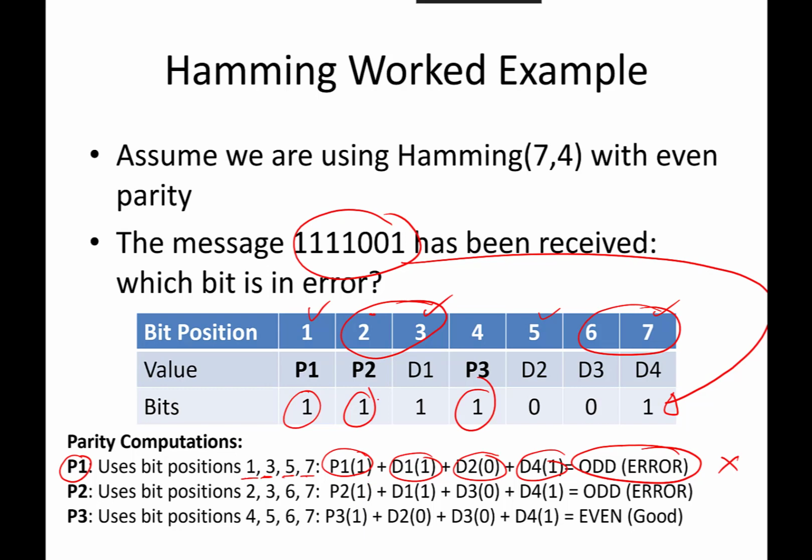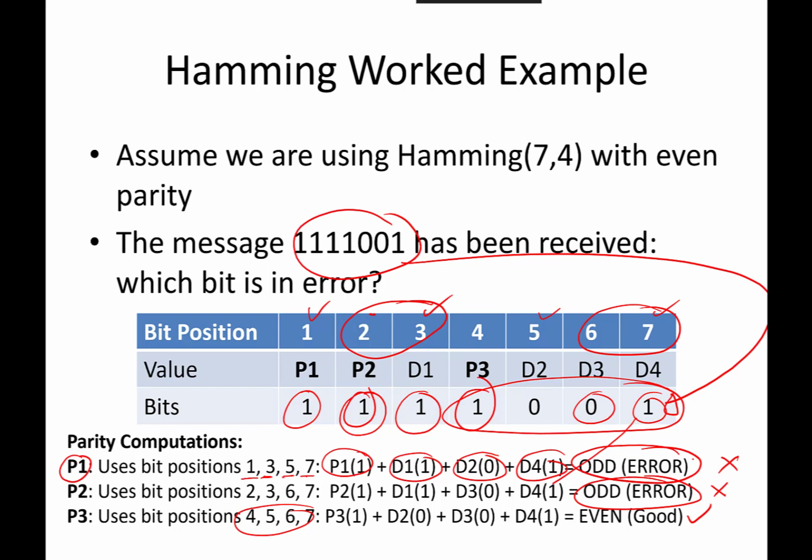So that's where we'll be writing it. P2 is a 1, D1 is a 1, D3 is a 0, and D4 is a 1, which gives us 1, 1, 0, 1. It's odd again, so we know something's wrong with that. We then do the final one, which is bits 4, 5, 6, and 7. So 1, 0, 0, 1. I'm just looking at those ones there. That's even, so that one's okay.